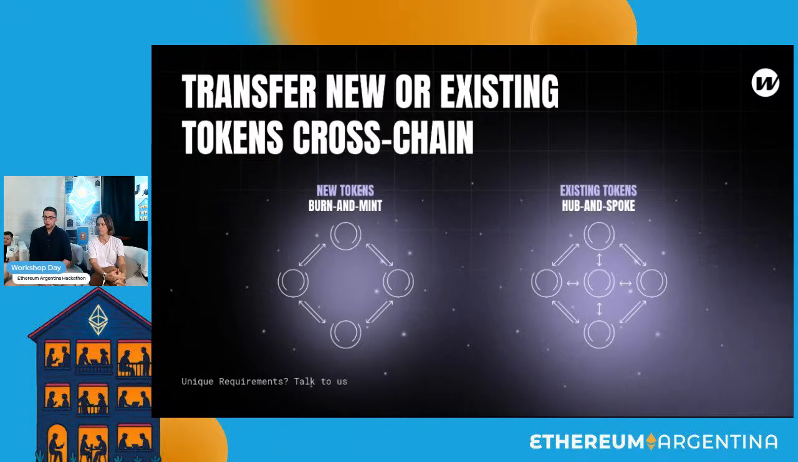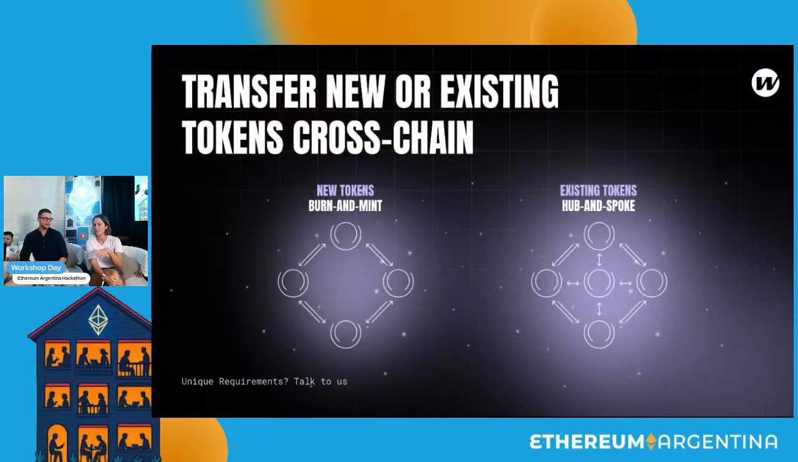We have two different ways. One thing to remember for native token transfers is that it's not a wrapped asset. The NTT contract is deployed natively on all chains that you need to send your token to. So we have two deployment models. One is a burn and mint deployment model, and the other one is hub and spoke.